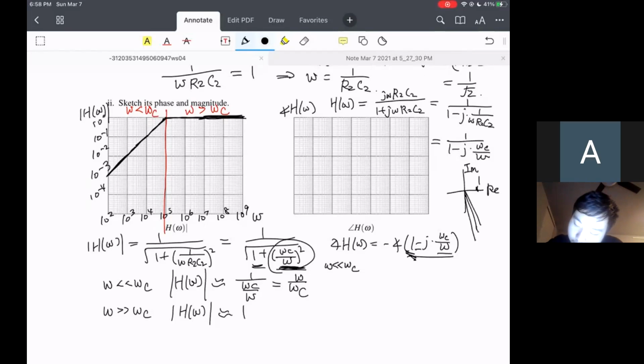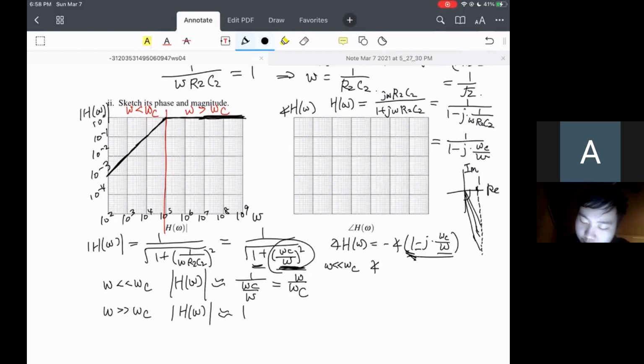As it tends to negative infinity, this complex number is just going to be closer and closer to the imaginary axis. They have the same real part, just the imaginary part keeps getting larger in magnitude. It's going to tend to a point on the imaginary axis whose phase is this angle, which is negative pi over 2. So the phase of h of omega is approximately negative negative pi over 2, which is pi over 2.